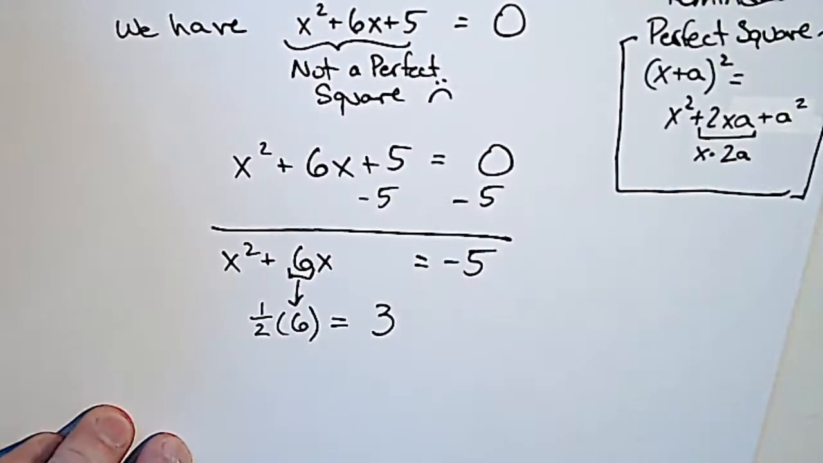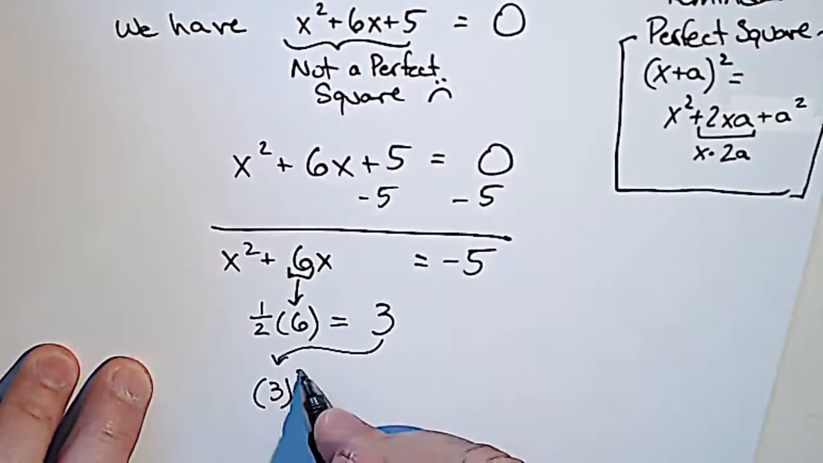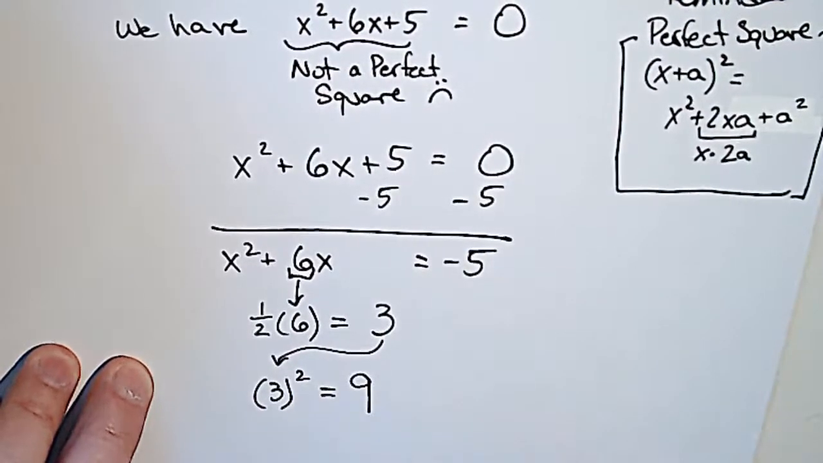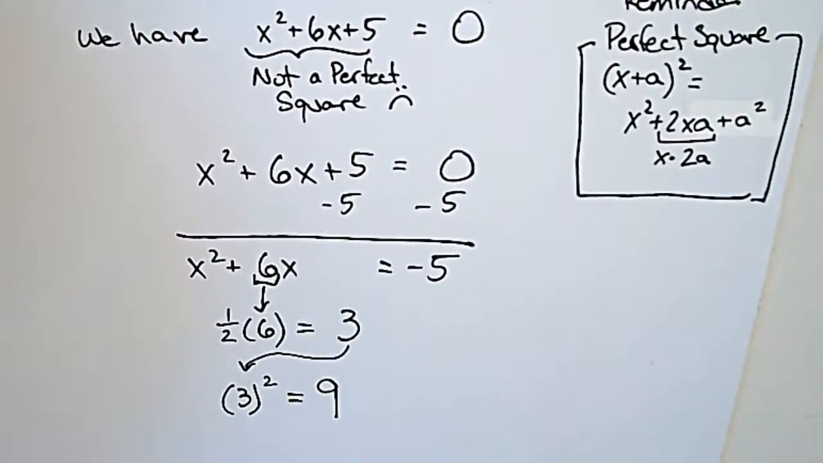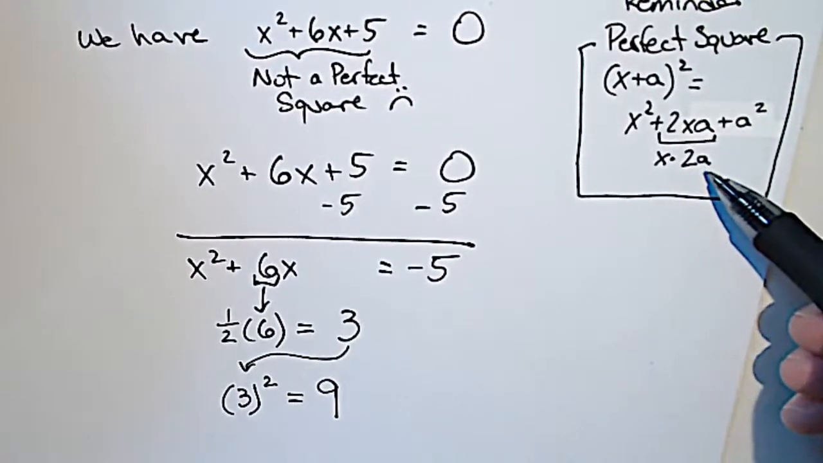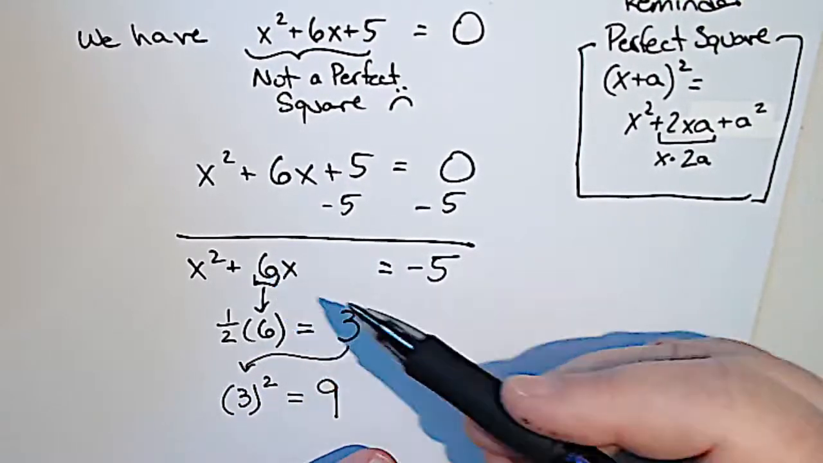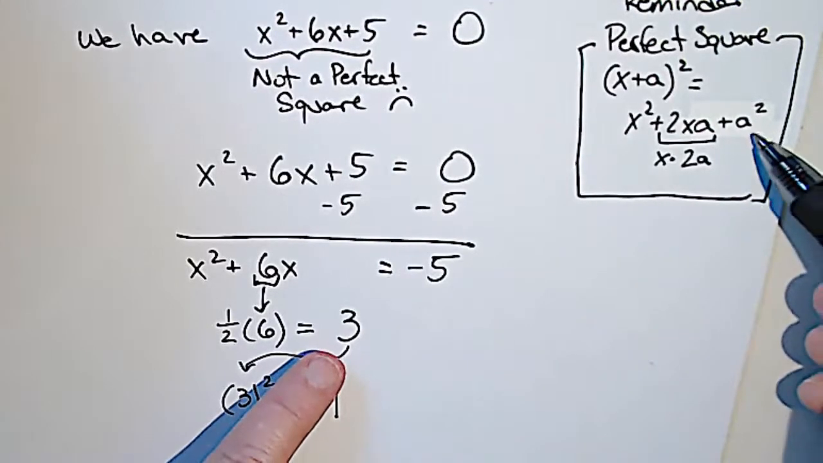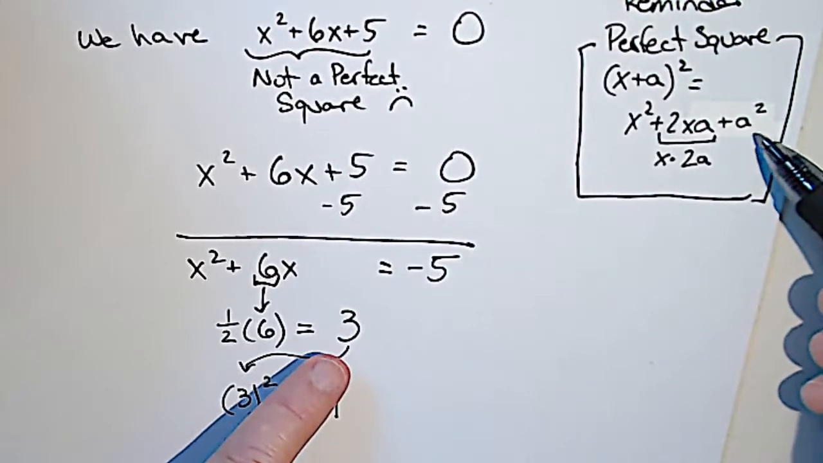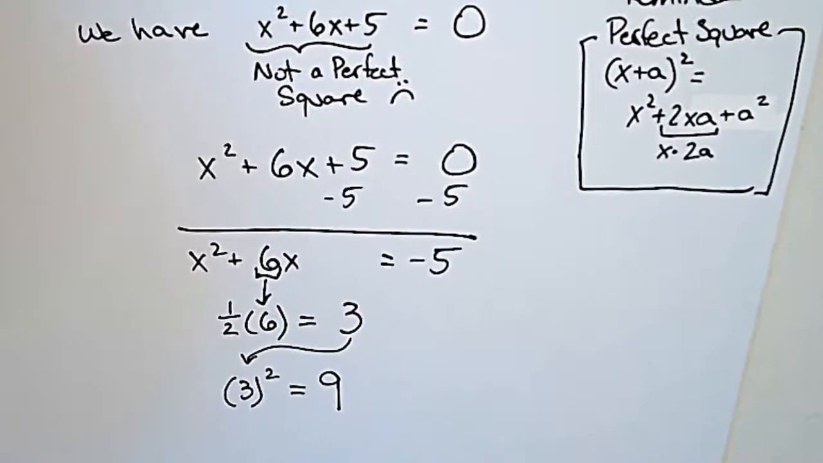Okay, that's fine. And then we're going to take 3 and we're going to square it. And you're going to be like, what? Why would we square it? Well, let's look back over here at the perfect square. I found out what a is. A has got to be 3 in this one because the middle term is 2 times a. So the 1 times a is 3, the number I'm really interested in. But then we've got to end the perfect square with the 3 squared. So that's going to be my 9.